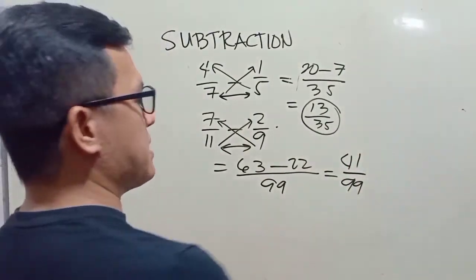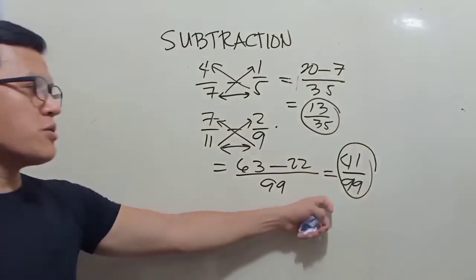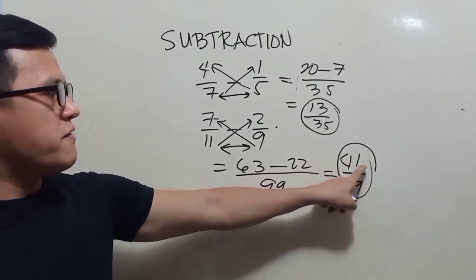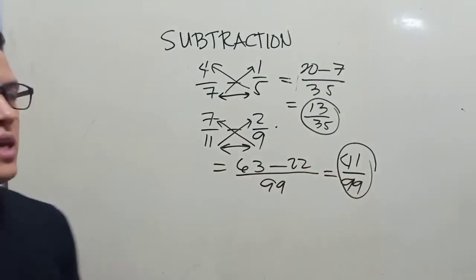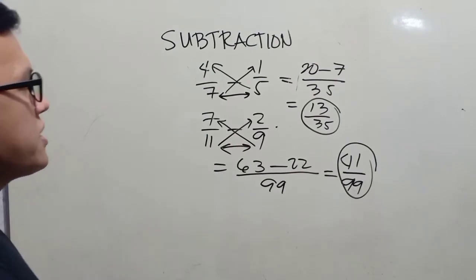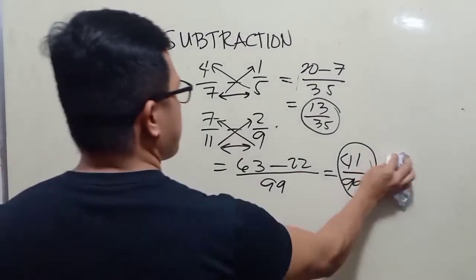Okay, simplest form? Yes. Okay, so there we go. We cannot reduce them to lowest term because there is no common factor between 41 and 99. Okay, there we go. So let's go to multiplication.